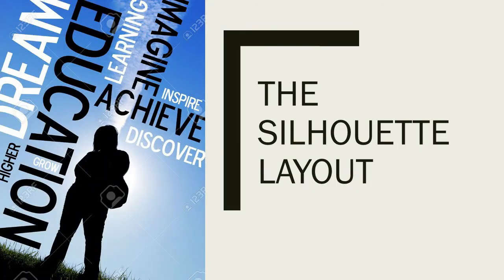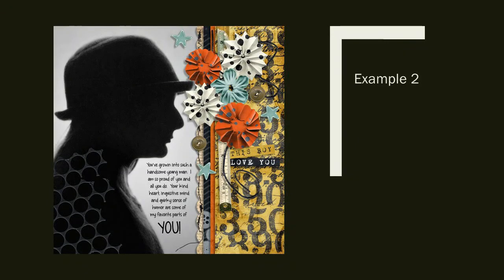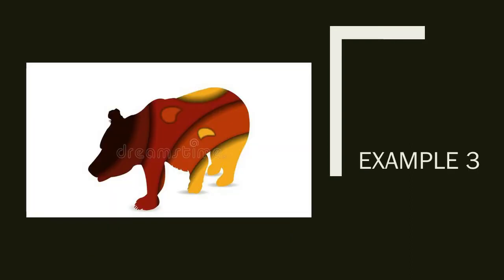So what is a silhouette design? Well, first of all, it uses a shape that is recognizable, and you can cluster words around this shape and it is still a silhouette layout. So let's look at our first example. You'll notice that this is a layout of a young woman. It is given definition by the colorful background. Here's a second example, and again, a silhouette of a person, and then more colorful items are added along with text. And then here is our third example, and this is probably the most simple of them all, and that is the silhouette of a bear, and it's filled with different colors and a pattern.